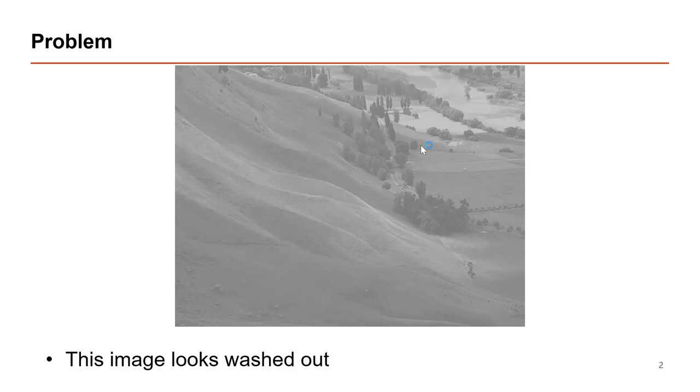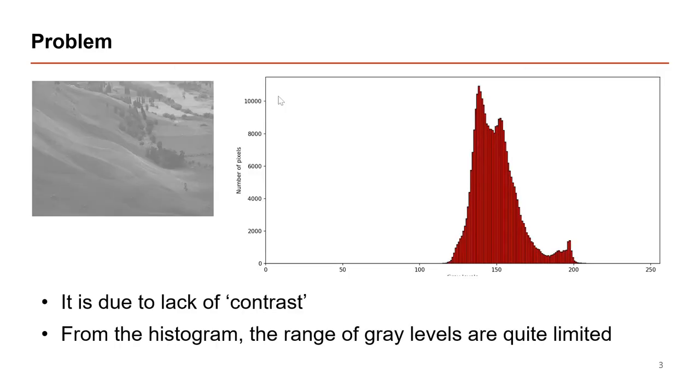So consider one image here. You can see the image looks quite washed out. Or we can say there is not enough contrast in the image so that we can recognize different parts of the image. Why is this happening?